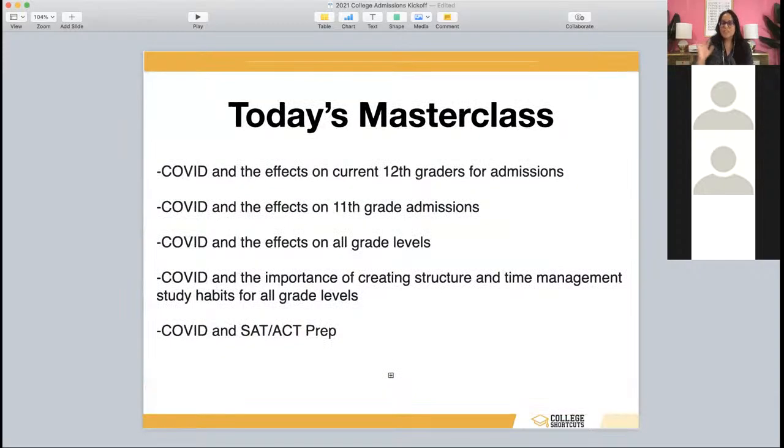So what I want to get into today specifically is the effects of COVID for 12th graders, 11th graders, all grade levels, and why it's so important to have structure and time management and study habits for all grade levels, as well as test prep. One of the big things that came up last year was how difficult it was to take the tests and how many colleges let it go. And now we have students trying to get all over the place in the US to take a test.